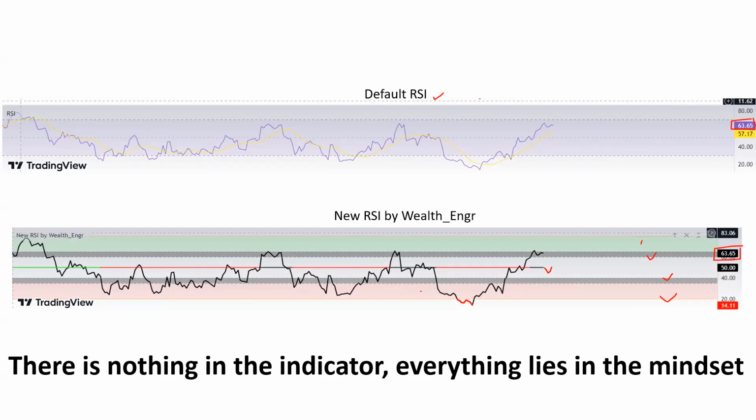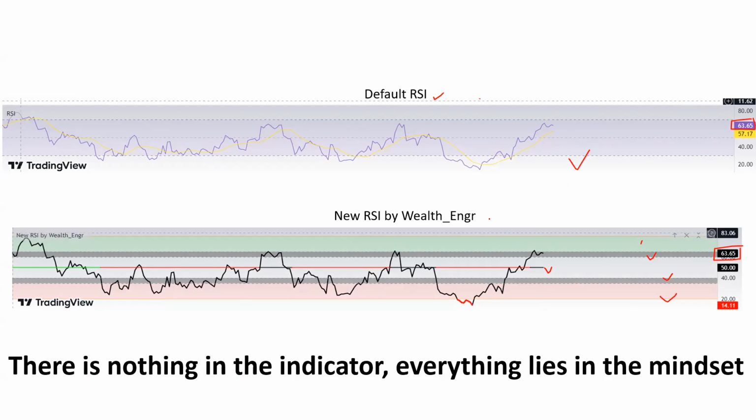And as I always say, there is nothing in the indicator. I don't assure you that if you use this indicator, you'll get a lot of money, because everything depends upon your mindset. I will tell you how to use this functionality, and you can use the same thing in the default RSI also.